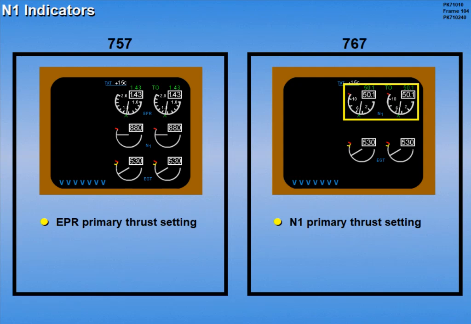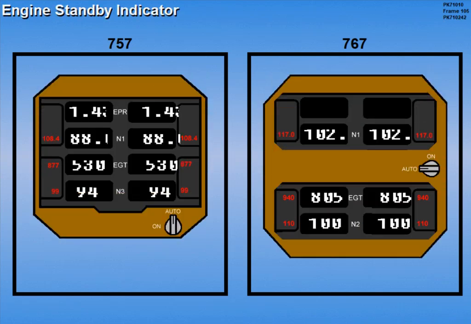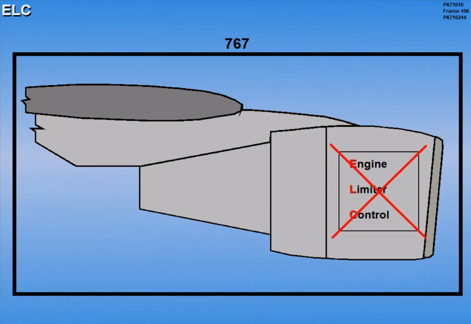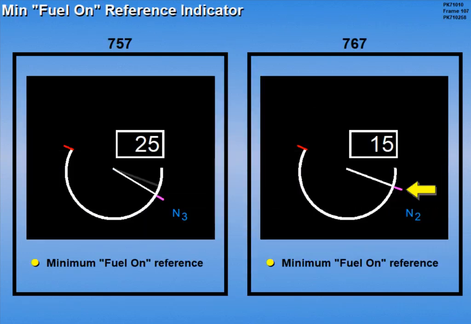N1 is the primary indication for setting thrust. There is no EPR indication. Standby indications for the GE engine are liquid crystal displays on N1, N2, and EGT. The 767 GE engines are not equipped with engine limiter control units. The minimum fuel-on reference indicator is located at 15% N2 for the GE engines.